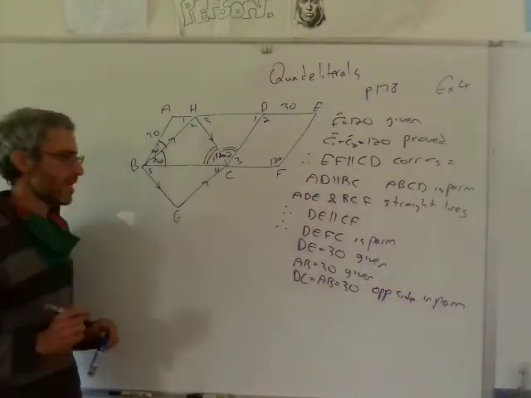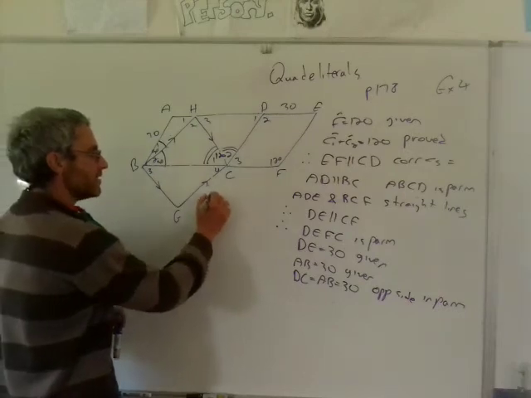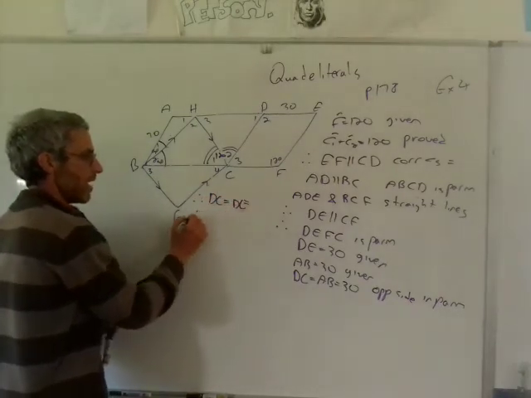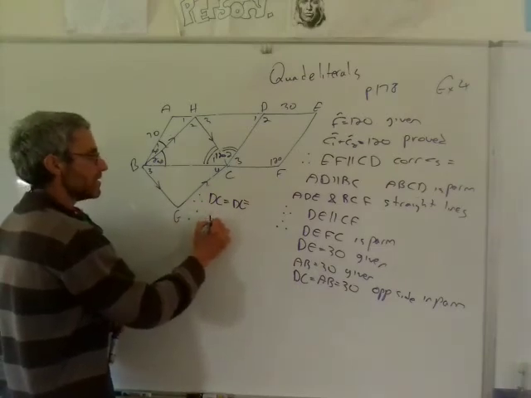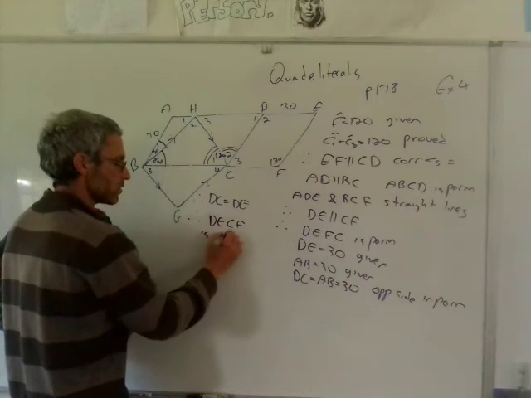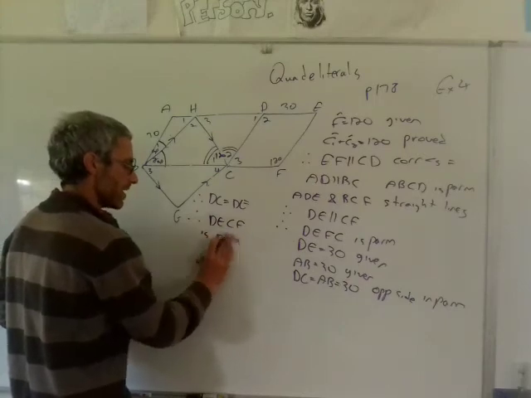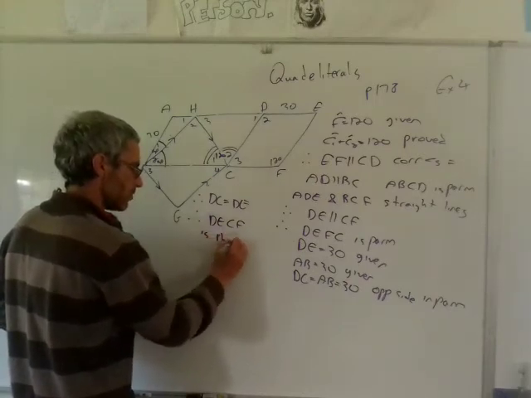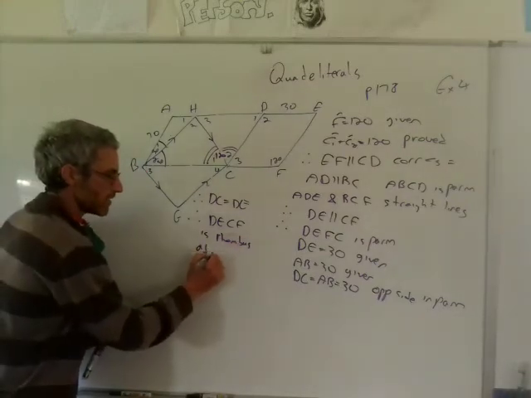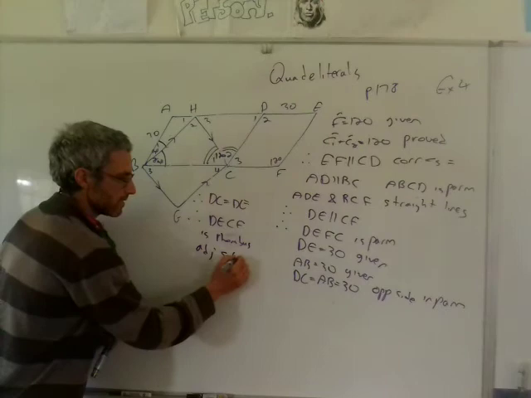Now I'll move up to here. So therefore we have BC equal to DE, and therefore DECF is a rhombus. Rhombus, okay? And the reason is that you have adjacent sides equal.